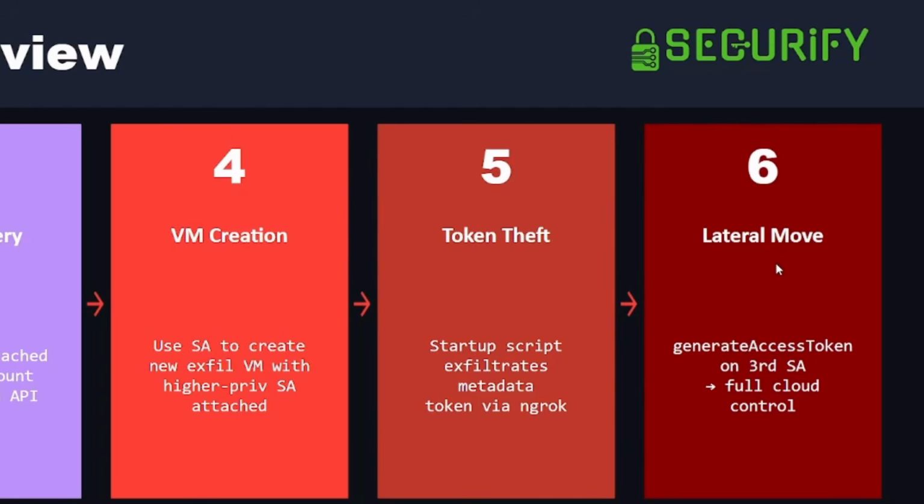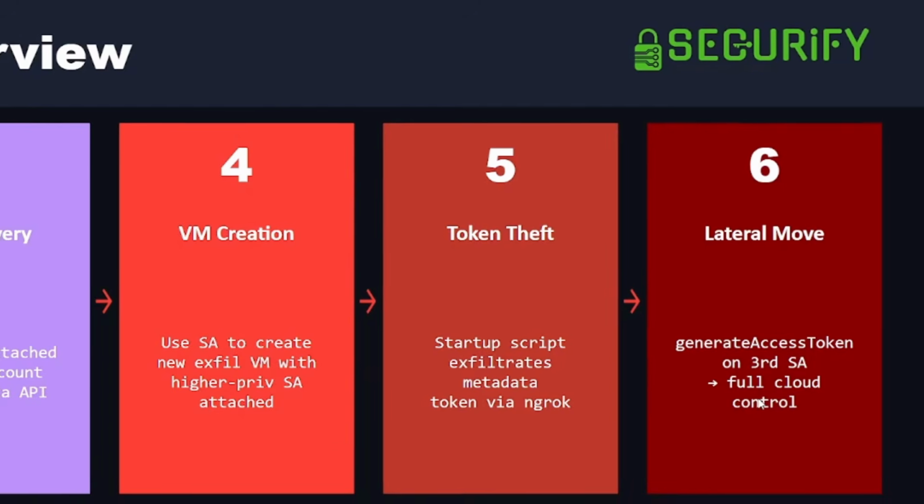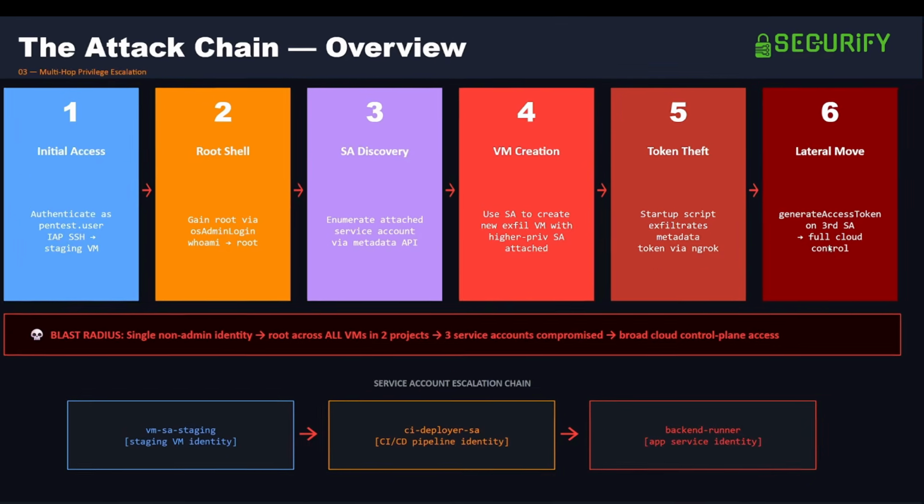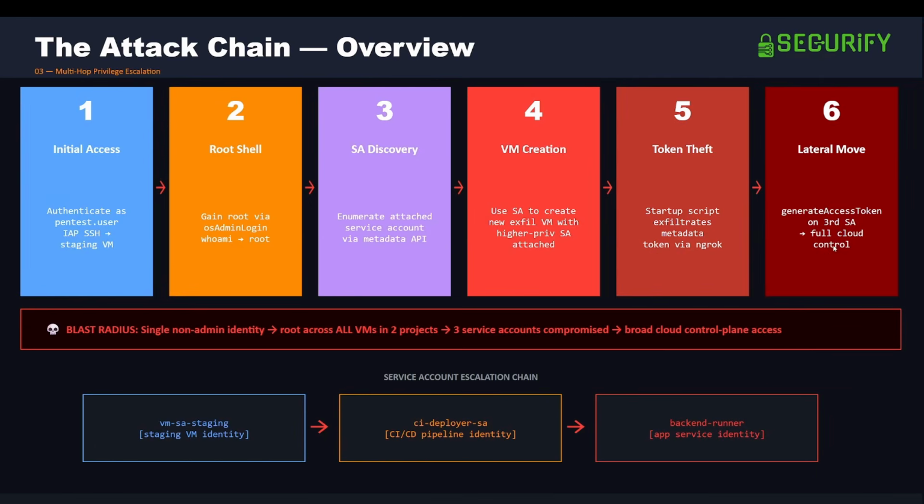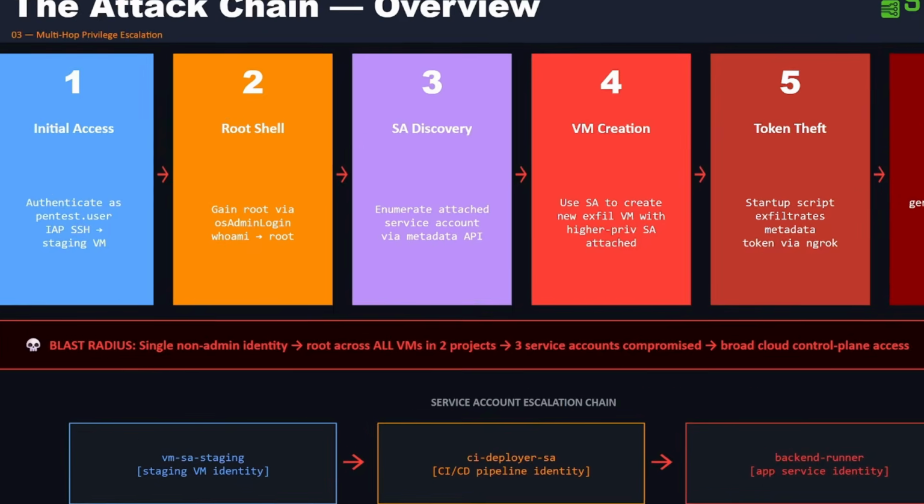Next, step 6 is the lateral movement, the crowning step. The CI developer SA has the Service Account Token Creator role, which means it can call the IAM Credentials API generateAccessToken endpoint on behalf of other service accounts. We use that to generate a fresh access token for backend runners, a third, entirely separate service account. Three hops, three identities, one continuous chain.